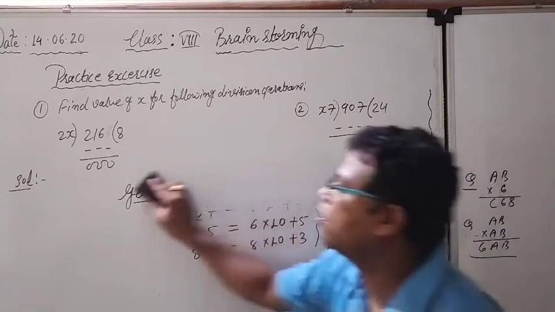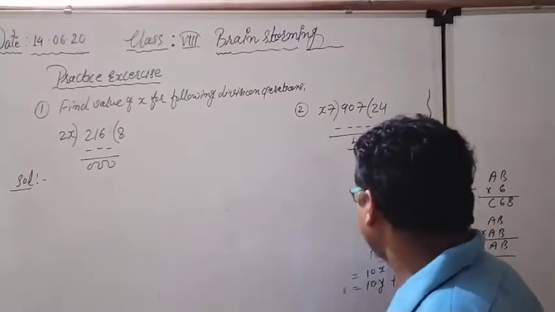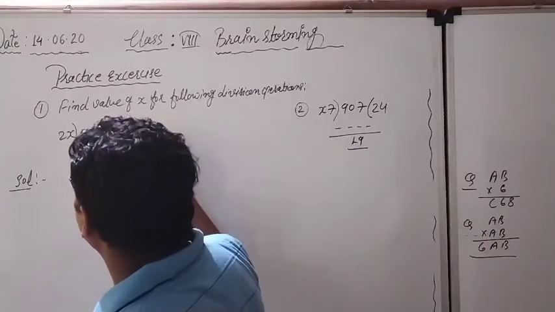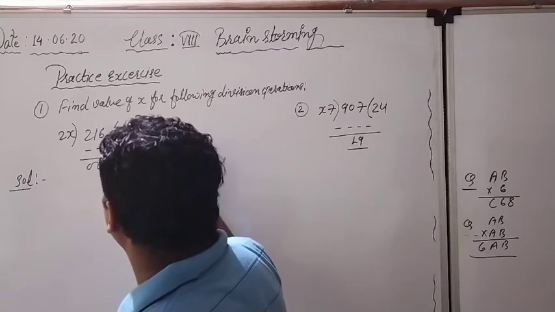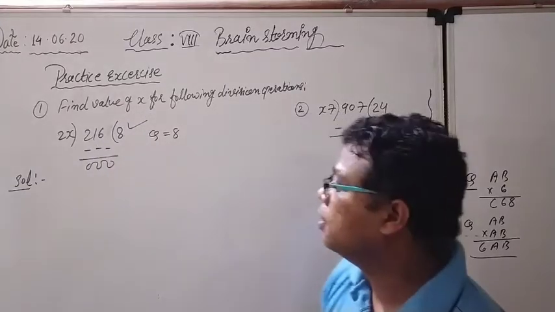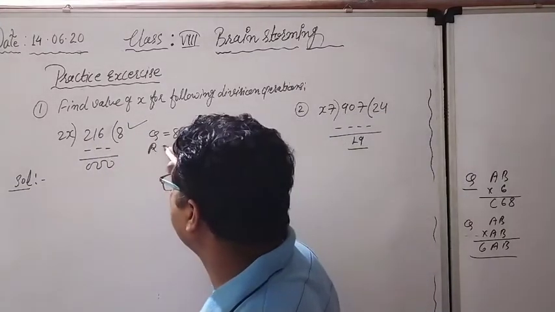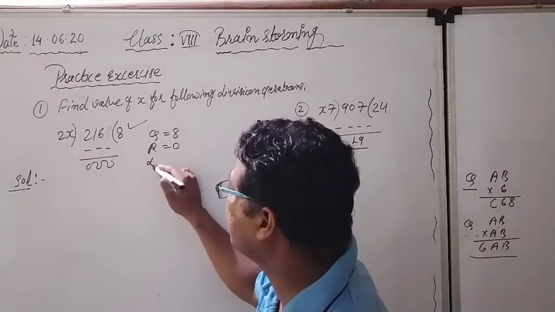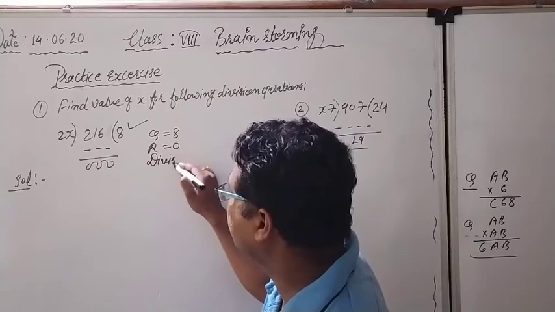Right now we can solve our problems. One by one, look carefully. This is my quotient. Quotient is equal to 8. What is my remainder here? Remainder is equal to 0. Very easy. And what is this? This is known as the divisor.